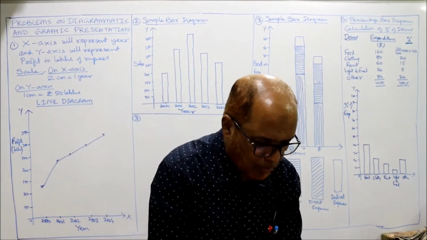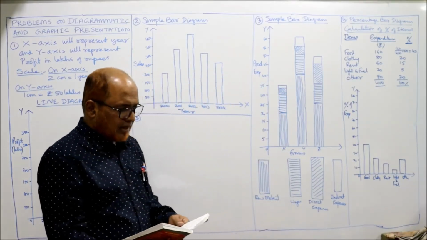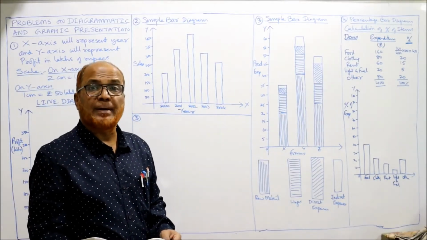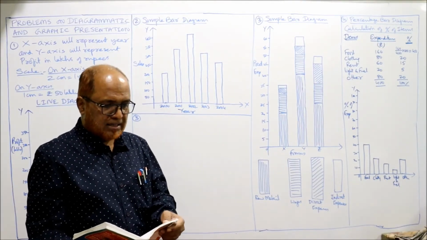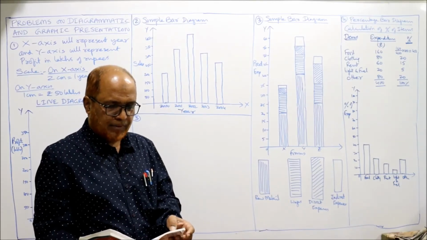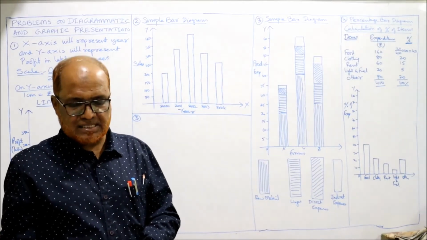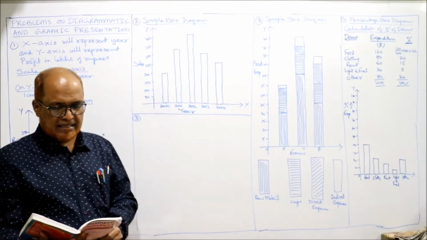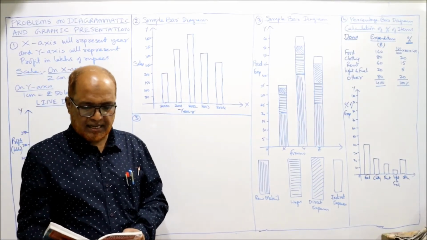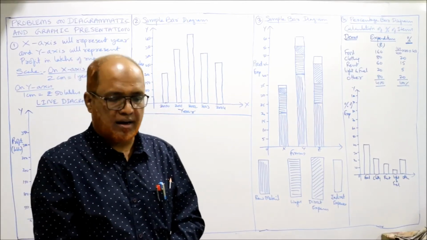Now see problem number 4. It says present the following data by percentage bar diagram. We have to show a percentage bar diagram. Here the items of expenditure are given: food, clothing, rent, light and fuel, other. And the expenditure of the family is given. Food 160, clothing 80, rent 60, light and fuel 20, other 80. We have to present this data in a percentage bar diagram.